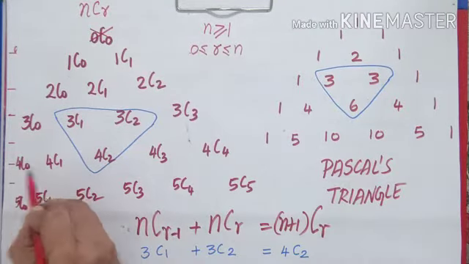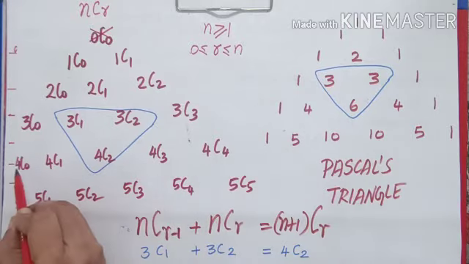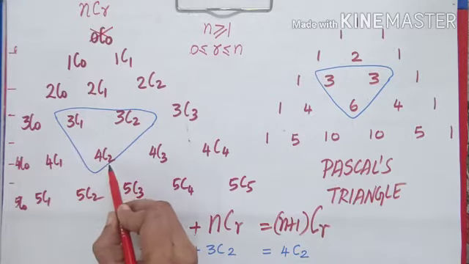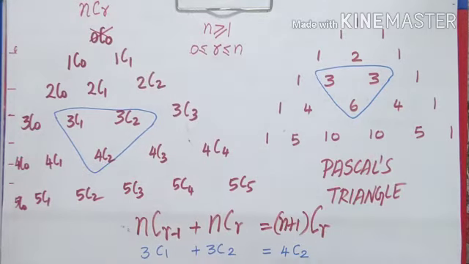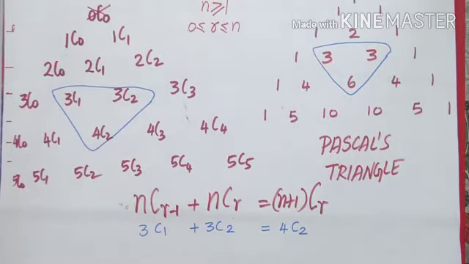The next idea, there are 4. How will you write it? 4C0, 4C1, 4C2, 4C3, 4C4. So like this as I write, I am informing on the biggest property. Pascal's triangle gives us an idea. nC(r-1) plus nCr equals (n+1)Cr.